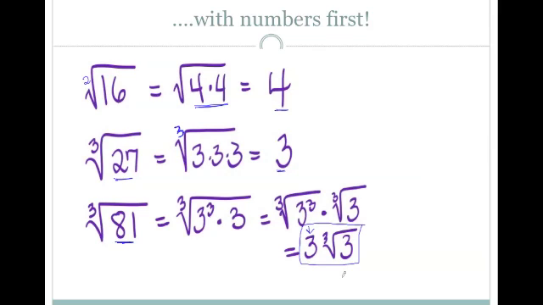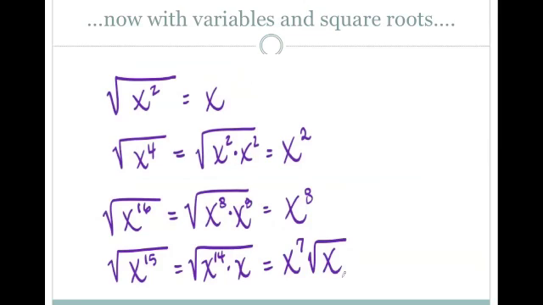Now the same kind of thing happens when we have variables involved. So if I had the square root of x squared, I know that it is just x, because x times x gives me x squared. X to the fourth, the square root of x to the fourth, well, x to the fourth could be rewritten as x squared times x squared. And so the square root of something squared is just that something. The same thing with x to the 16th. I can rewrite that as x to the 8th times x to the 8th. And the square root of x to the 8th squared basically is x to the 8th.